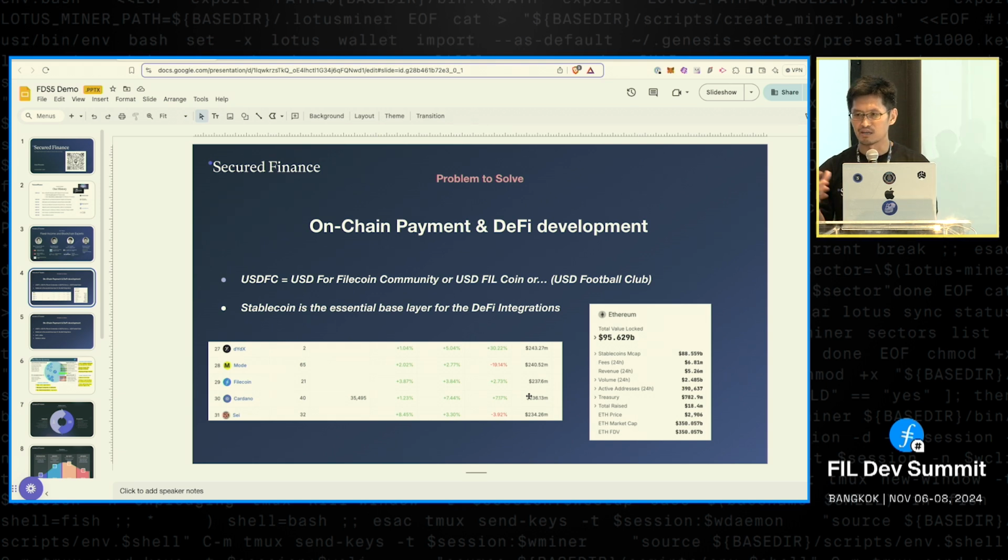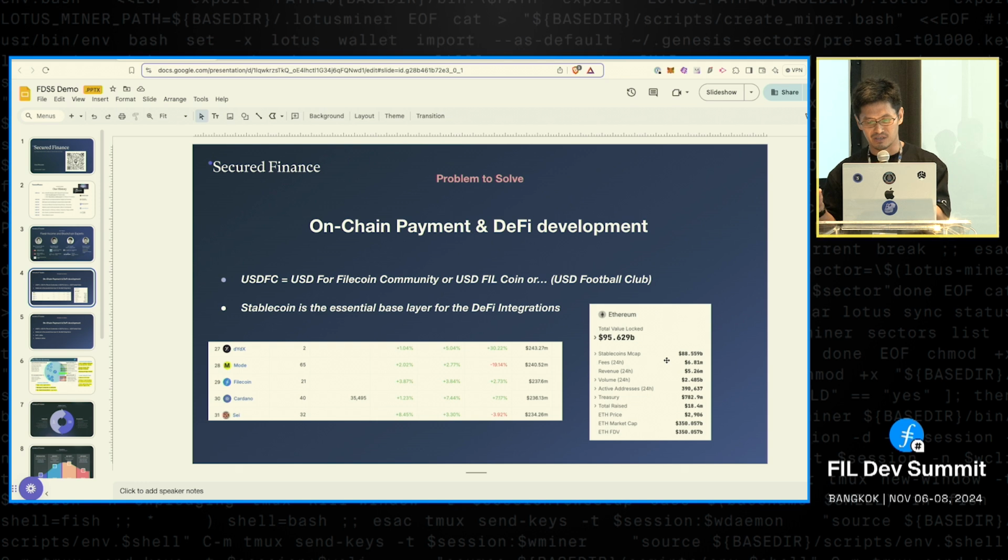One is lack of stablecoin, and the other one is actually transaction speed as a DeFi. If you compare to Ethereum, they have $95 billion worth of TVL, and half of it is locked by native ETH. While if you look at the stablecoin market cap, it's $88 billion.